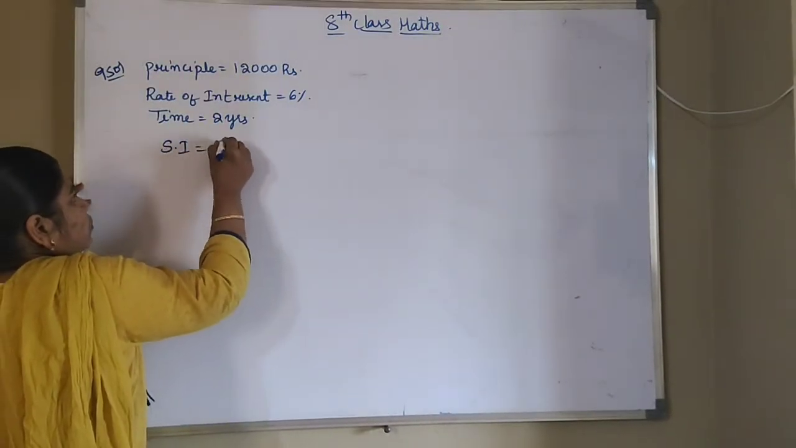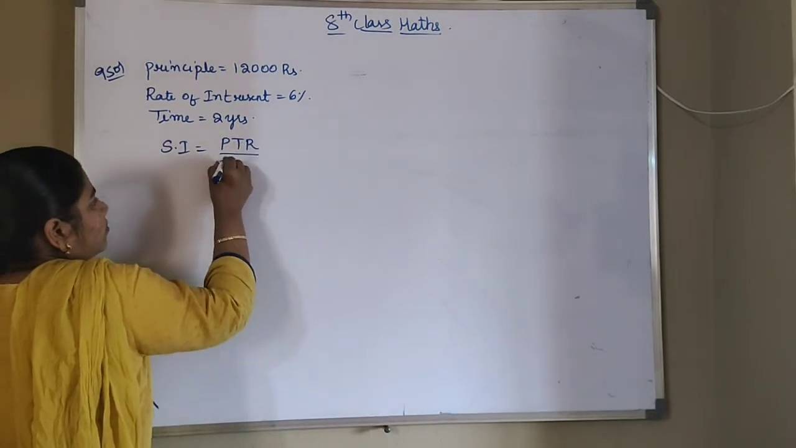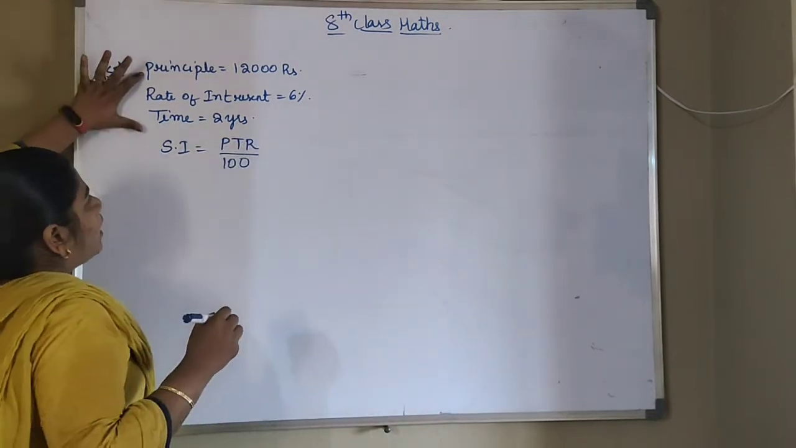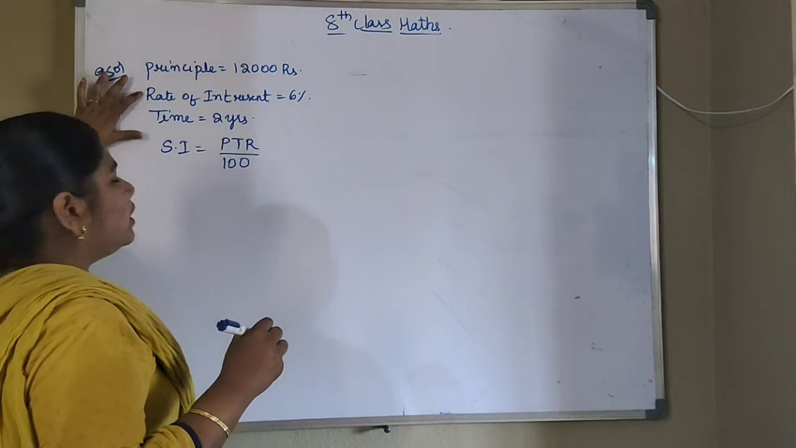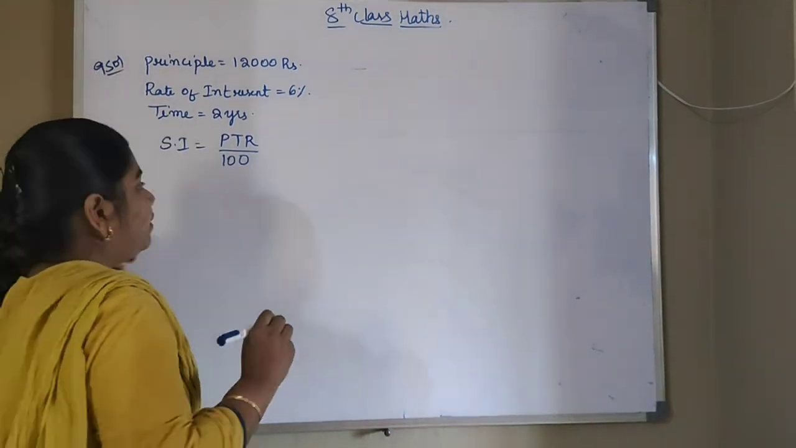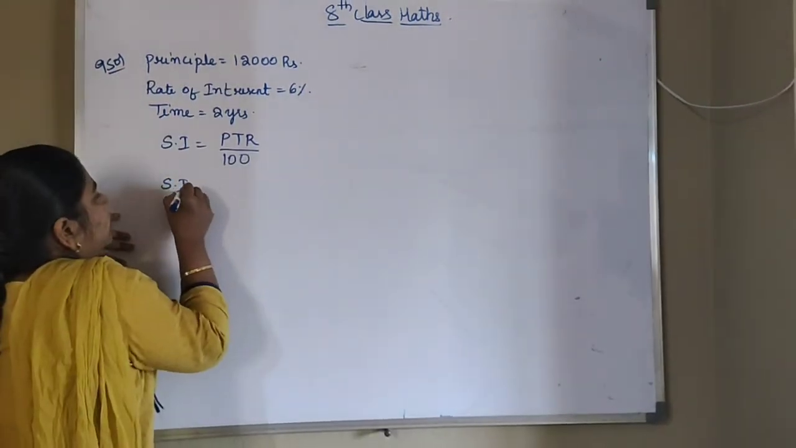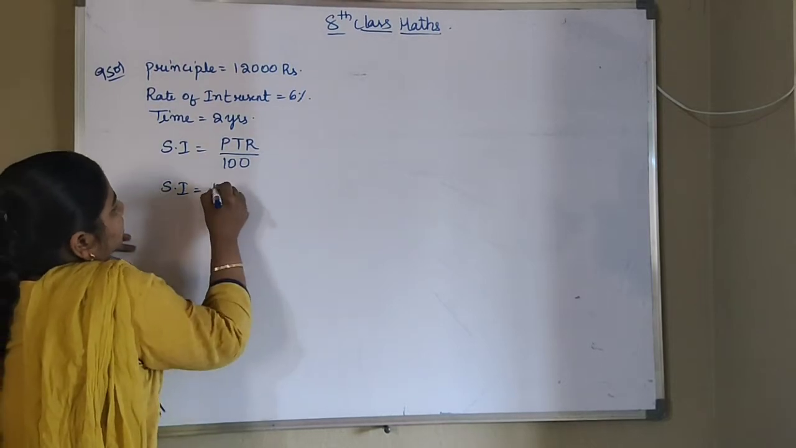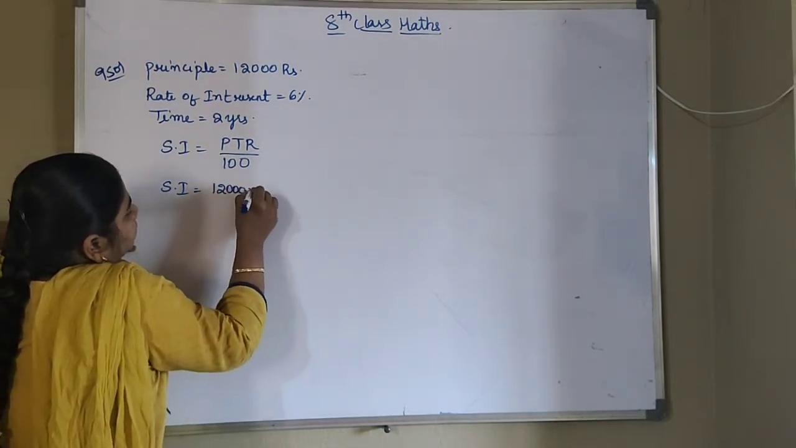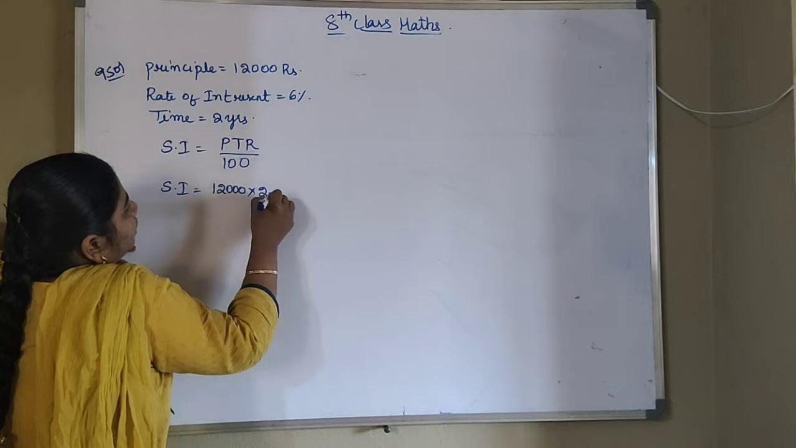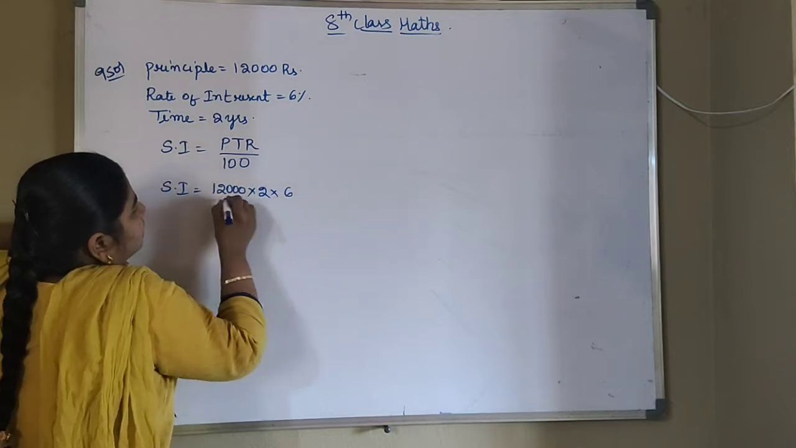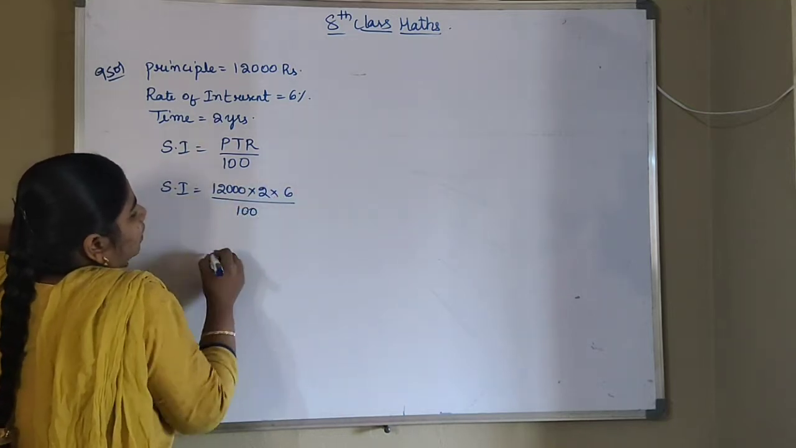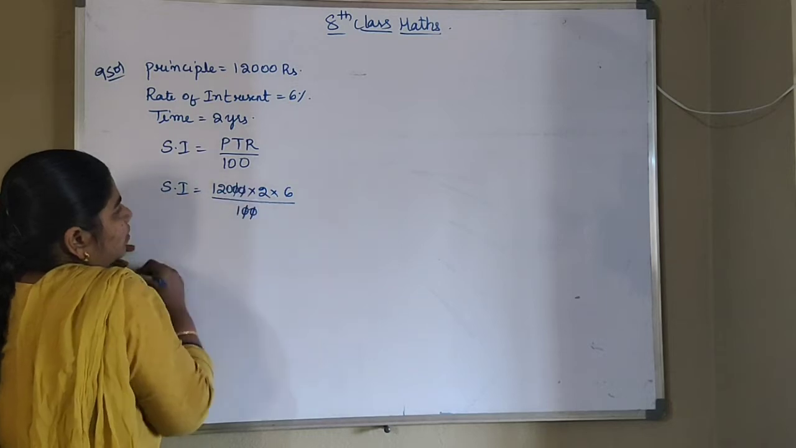SI is equal to PTR by 100. So P value we have, T also we have, R also we have. So you will get the interest value here. So simple interest is equal to, what is this? 12,000 into time is 2 years, rate of interest is 6 by 100. So the zeros will get cancelled.